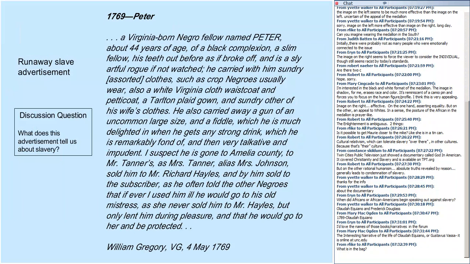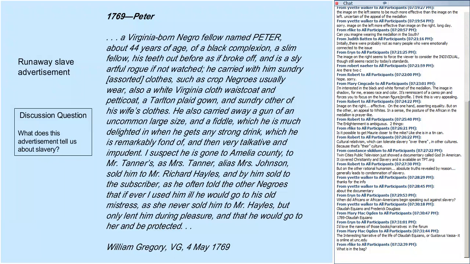And so it's very common that a runaway slave ad will give the name of the individual, followed by the age, as we see here, and then a physical description. They usually discuss skin color, whether somebody's tall or short, how slim, and then any physical characteristics. For Peter, who ran away in 1769, that included that he had teeth that were out. And then he's described as a sly and artful rogue. And when we finish, I'll be interested to hear what you think was meant by that.